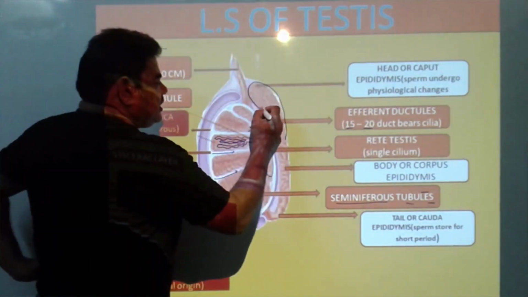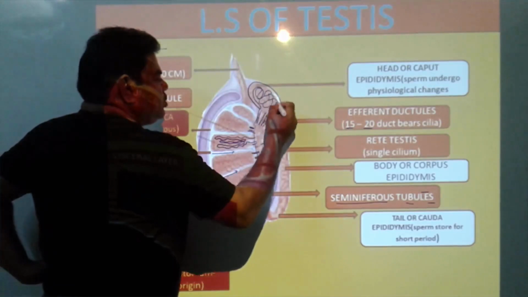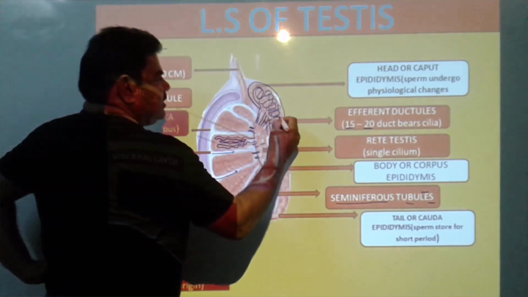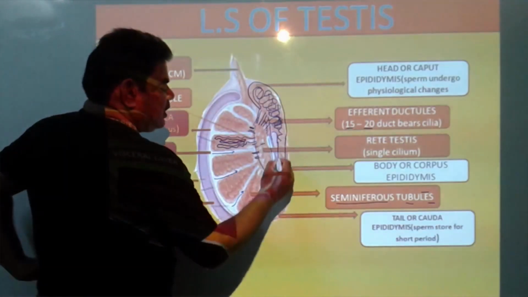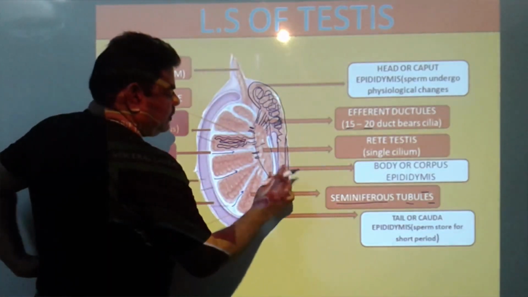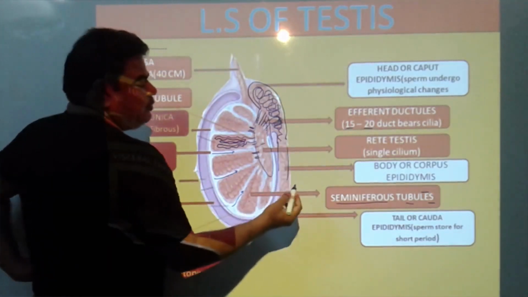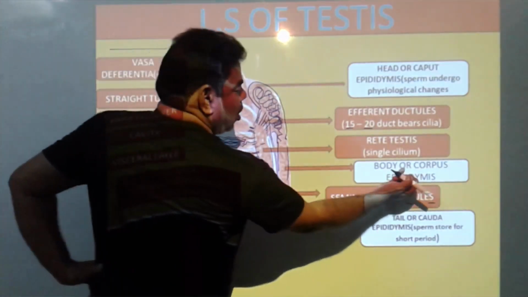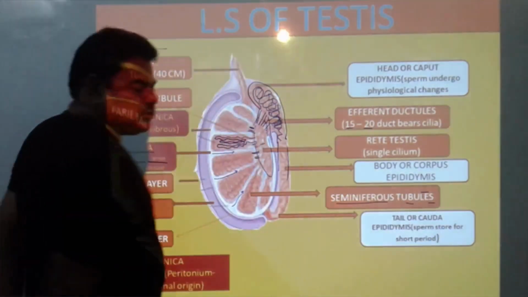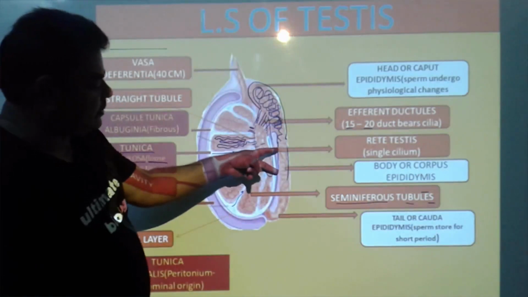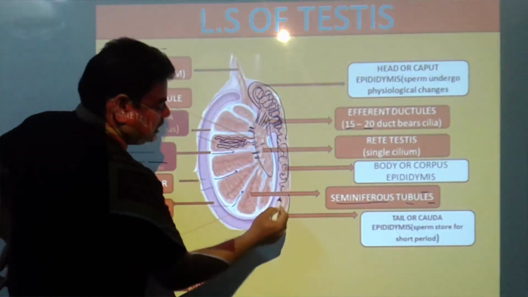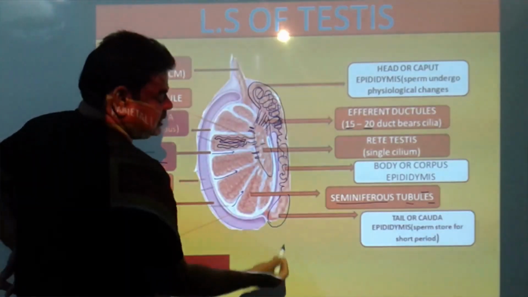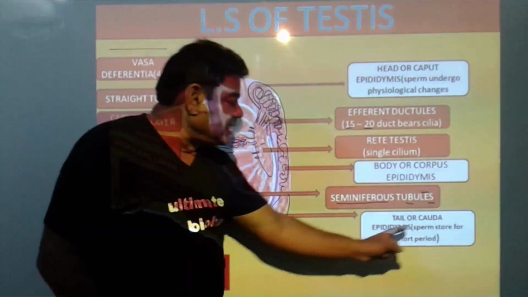In the caput epididymis, a very coiled tube-like structure is present. It leads into the next portion of the epididymis. This one we call the body, or corpus epididymis. Then it leads into this structure, which we call the tail, or cauda.